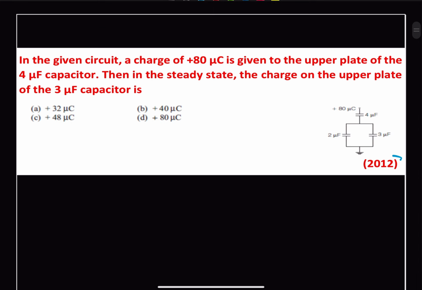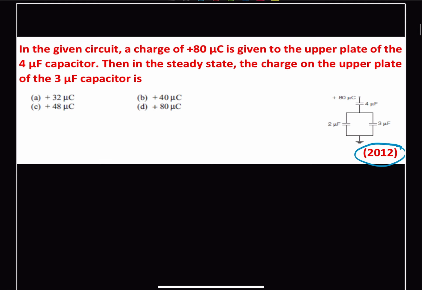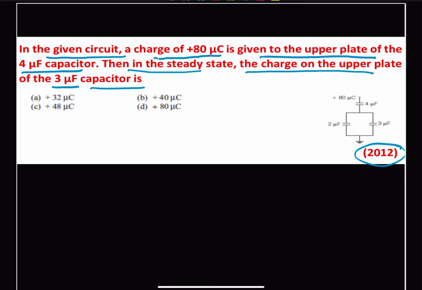It was asked in the year 2012, and it states that in the given circuit, a charge of plus 80 microcoulomb is given to the upper plate of a 4 microfarad capacitor. Then in steady state, the charge on the upper plate of the 3 microfarad capacitor is.